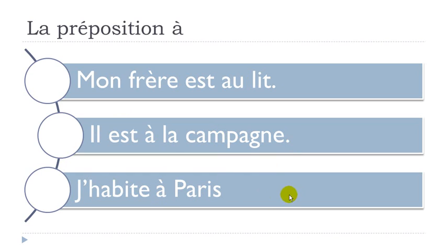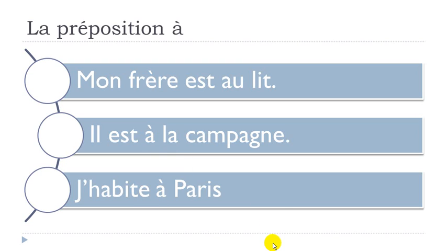J'habite à Paris. So if you want to translate this in concept, that would be in English, then it should be à, with, as we saw, the combination with the articles if needed, and the modification: au lit, à la campagne, à Paris.